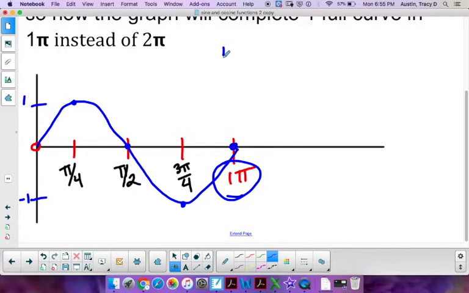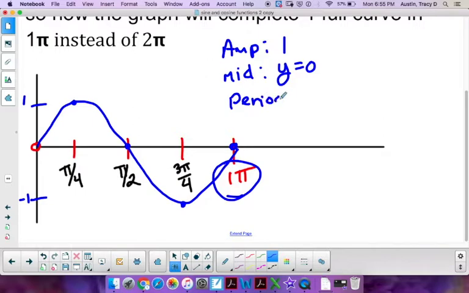Let's go through this. What is my amplitude? 1. What is my midline? Please make sure you're writing this as a function. Y equals 0. What else? Oh, well, we have something we can add now. We can put period or cycle, and my period or cycle is 1 pi, and my range is still from -1 to 1. I haven't changed that. Okay, so we're adding one more piece of information. How long does it take for the graph to go through a full cycle?